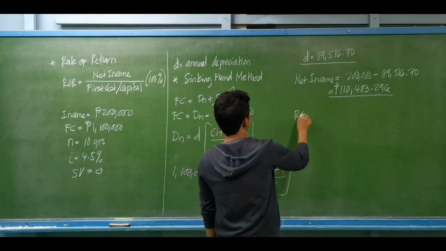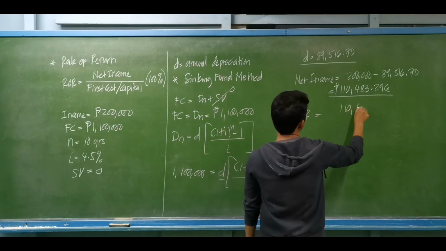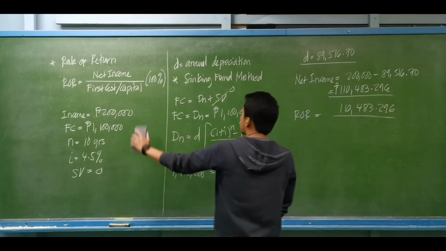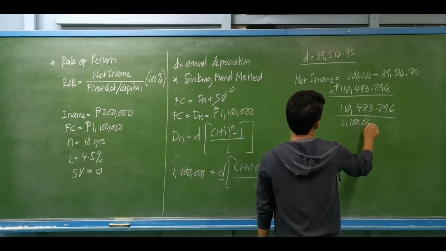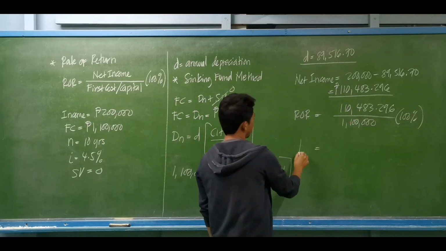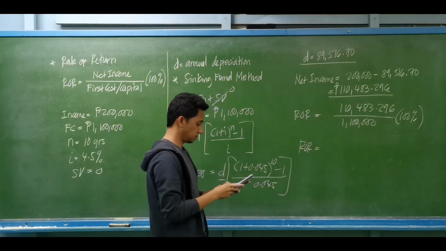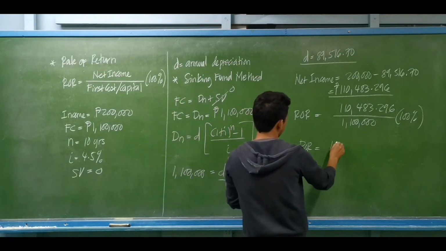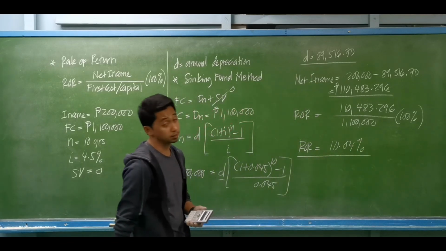So the rate of return is now equal to your net income, 110,483.296, divided by your capital or your first cost, 1,100,000, multiplied by 100 to be in percent. So the rate of return is now equal to 10.04%. This will be your rate of return.